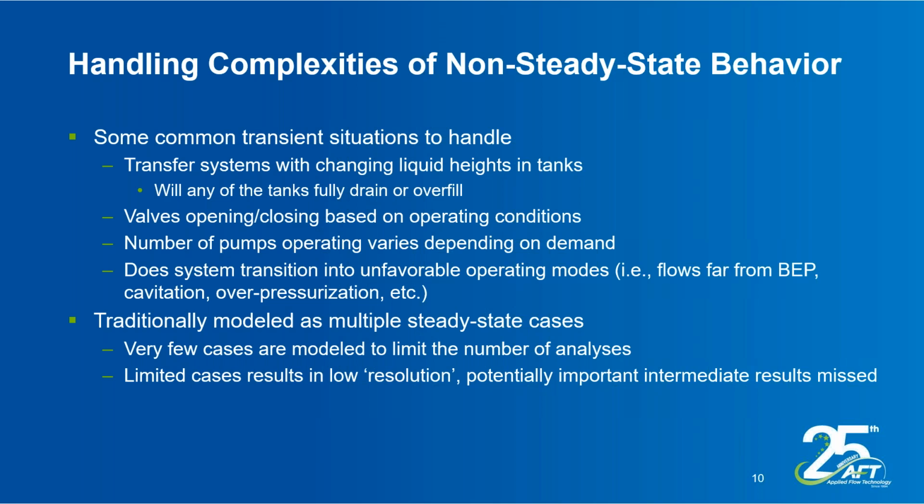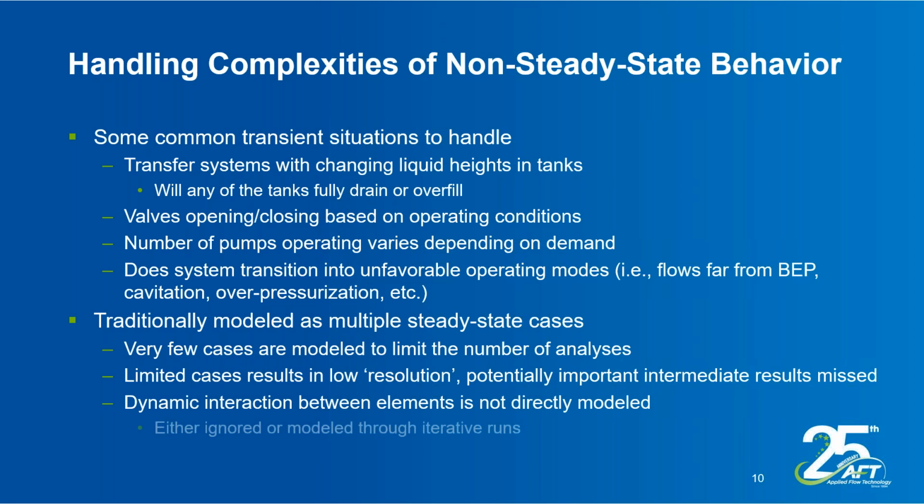You might miss important intermediate results. Maybe you have a different combination of liquid heights that results in too high of a pressure in your system. Or maybe your pump drops to a very low BEP proximity. If you're not looking at things like that, then you can easily miss it. It also does not handle dynamic interaction between components as your control valves change and your pumps change. So usually they're either ignored or modeled with different iterative runs.